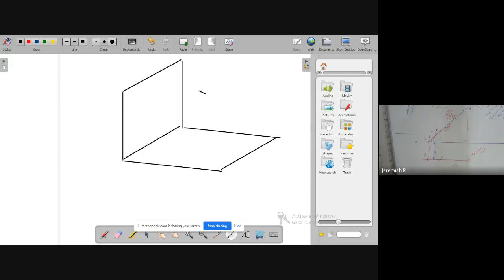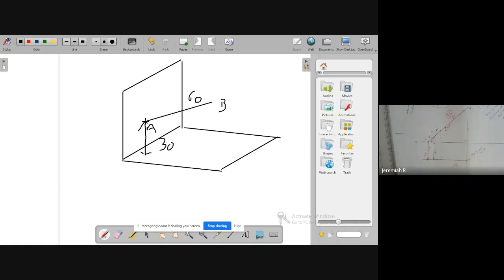It is given like this. The line is given like this. A line AB. Line AB is 60 mm long. Capital A is 30 mm above HP.